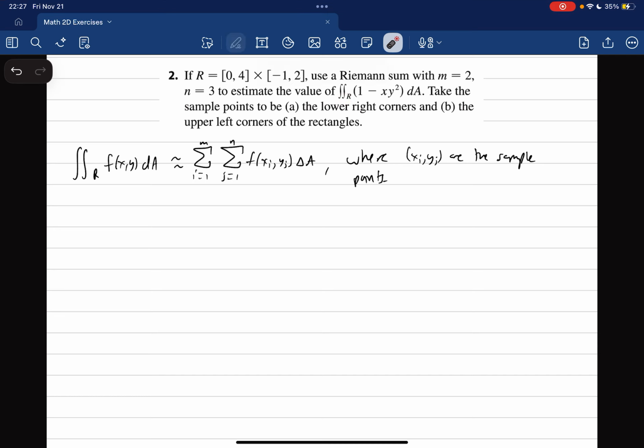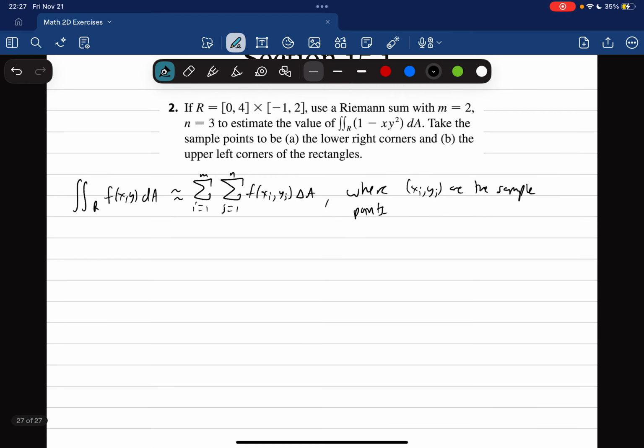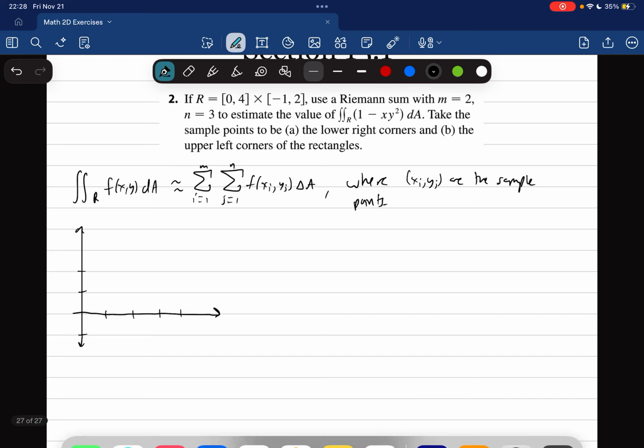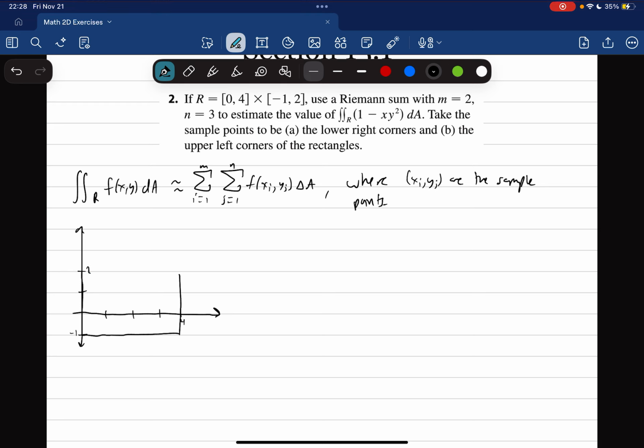And so here, they give us the sample points geometrically, so we should probably draw a grid of our rectangle R and the subrectangles that we get. So let's draw a rectangle R, like this, and then like this, going up to 4, and then 1, 2, and -1. There we go. So our rectangle is going to be this guy right here. This is 4, this is 2, this is -1.